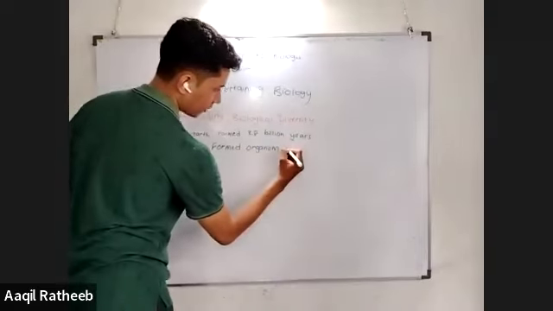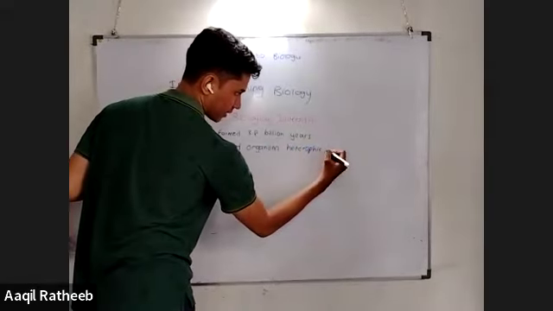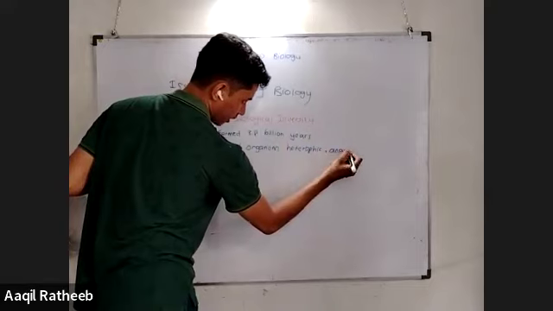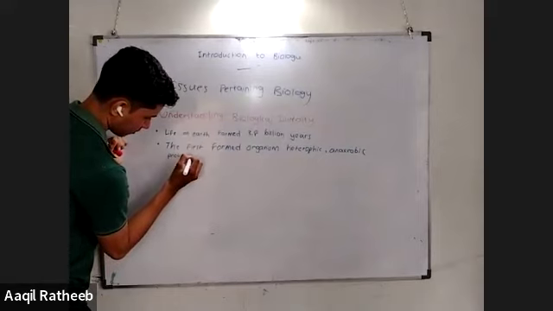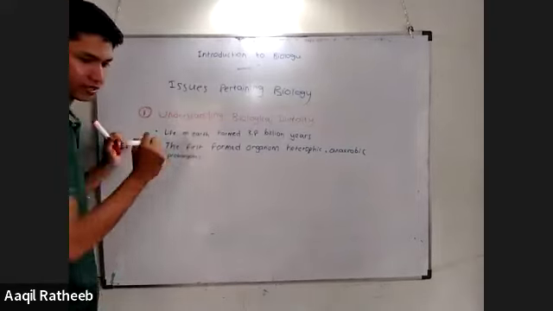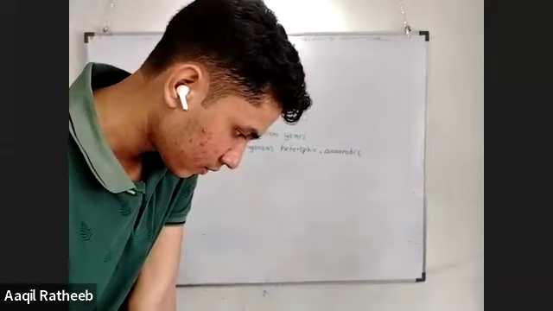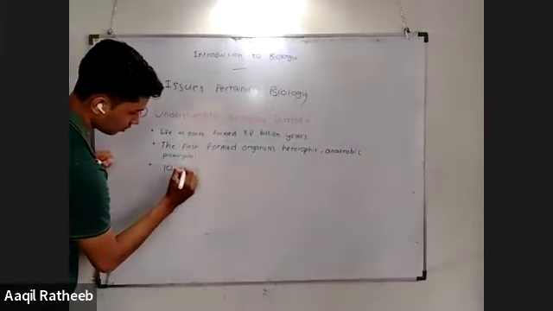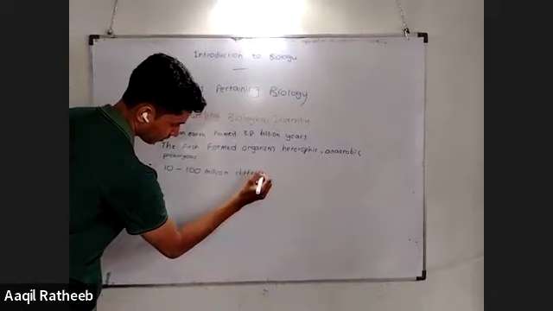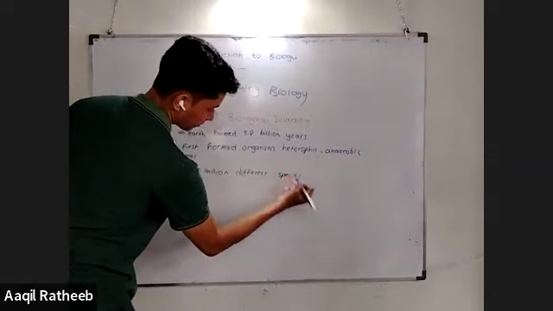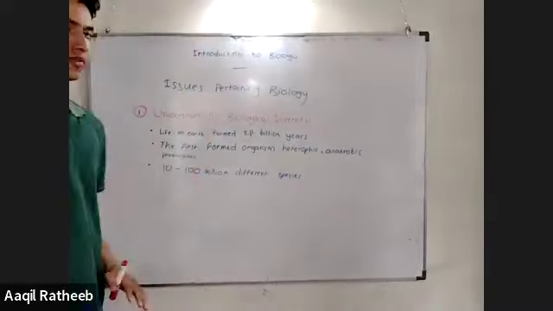The first formed organism is believed to be heterotrophic, anaerobic prokaryotes. I'll explain, first I'll write the MCQ points. The next MCQ point is from that subtopic: there are about 10 to 100 million different species in this world. These are the MCQ points for this topic.